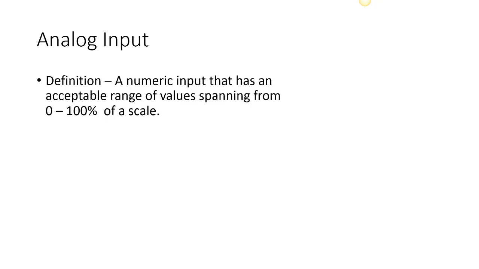Now, analog input is juxtaposed to that. It is going to have a myriad of states. It's going to have more than two states. It has a numeric input that has some sort of range of value spanning from some low value of 0 up to the maximum that it could represent, or 100% of its scale.